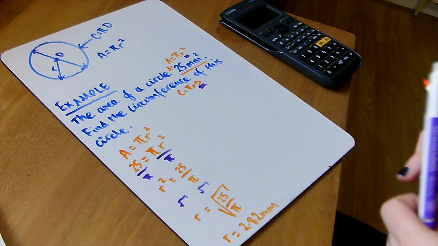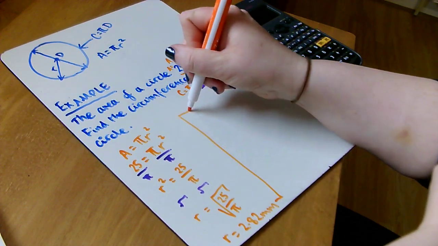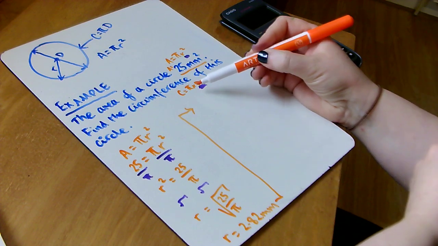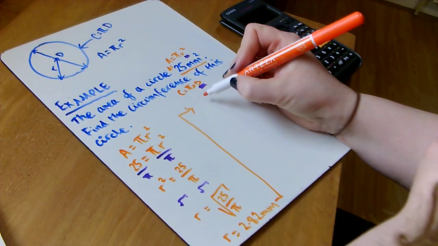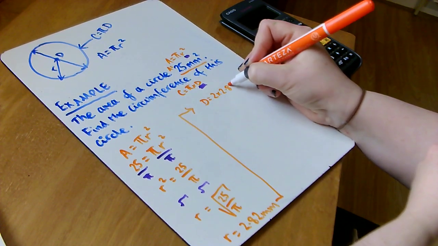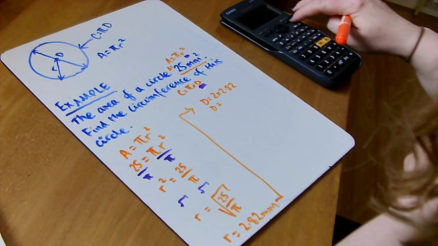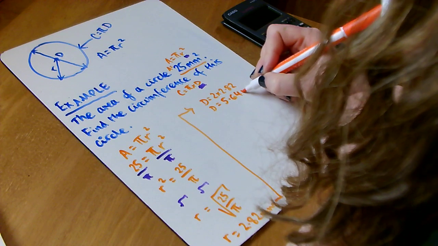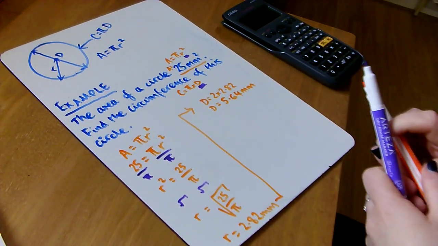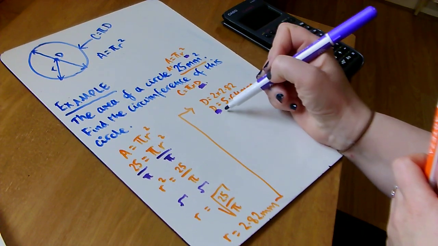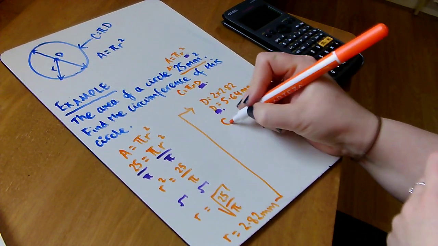Okay. Now, I'm running out of board space here. I know to find the circumference of that circle, I need the diameter. So if the radius is 2.82, then the diameter must be 5.64. And I now have the information that I need to go and find the circumference.